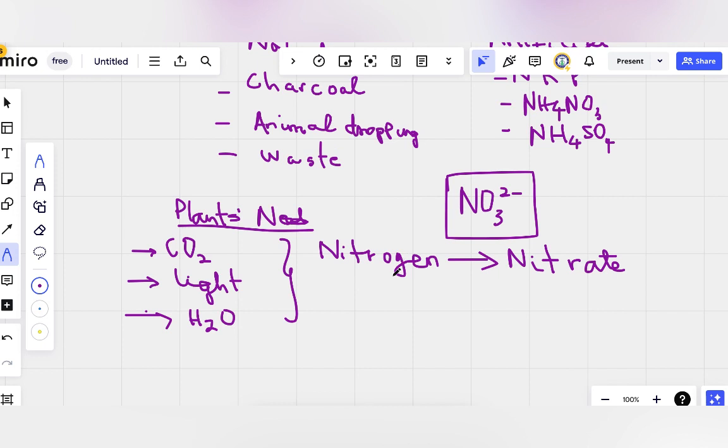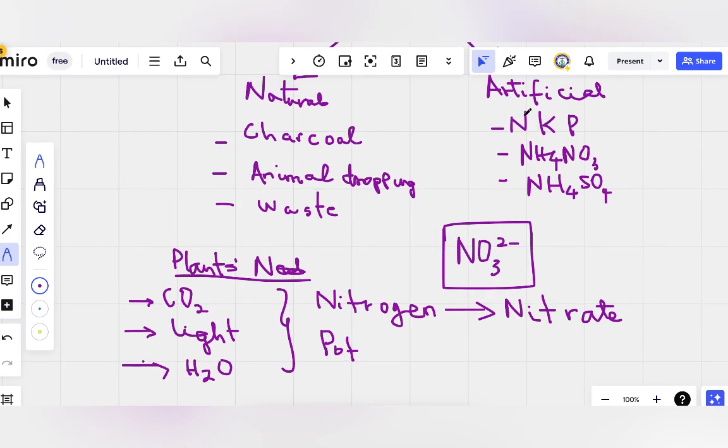So you see, it's very important, super important. Then the next element that the plants need besides nitrogen is potassium. The next element they need so badly is potassium. That's why we always opt for the NPK fertilizers. When we go to the market, we buy the NPK fertilizers. We use it to replenish the soil.